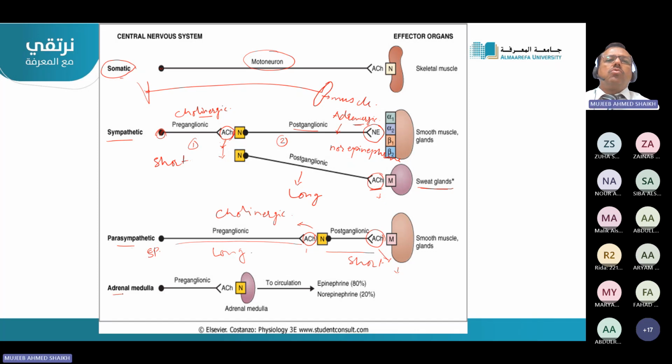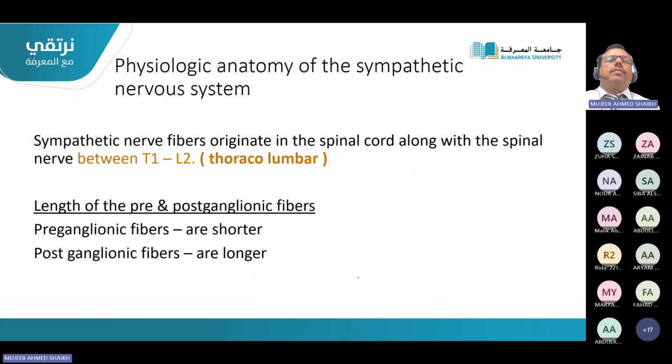The adrenal medulla is also a part of the autonomic nervous system, where the preganglionic fiber secretes acetylcholine, and the postganglionic fiber is nothing but the adrenal medulla. They secrete what? Epinephrine 80% of the time, and 20% of the time norepinephrine. Okay. So the same thing is repeated here.